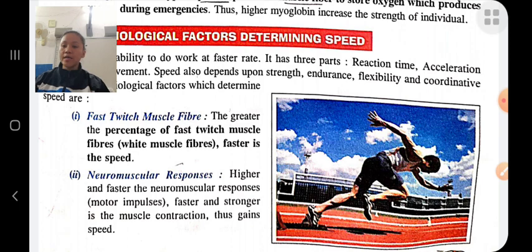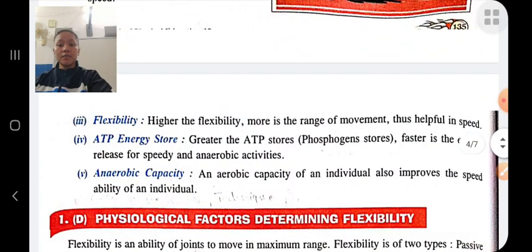Neuromuscular response: the higher and faster the neuromuscular response, the faster and stronger the muscle contractions. If our neuromuscular response is fast, there will be a quick reaction of our muscle. Therefore, our speed will be more. Flexibility is also a factor that determines speed. Persons who are more flexible have more speed because they are able to stretch their muscles and joints. If they can easily stretch their joints, their speed will also improve.